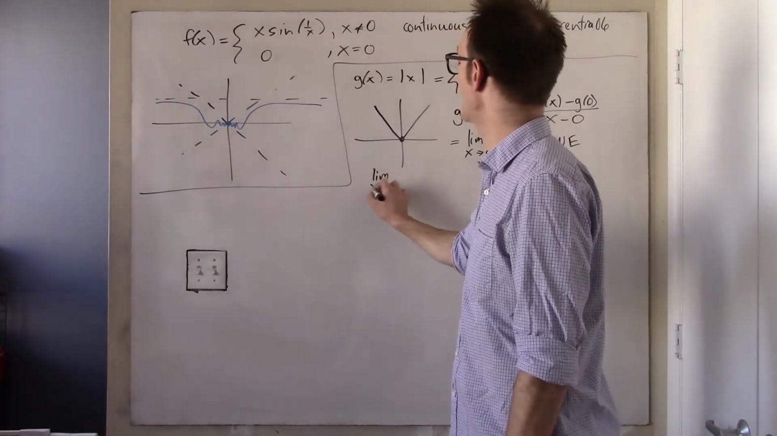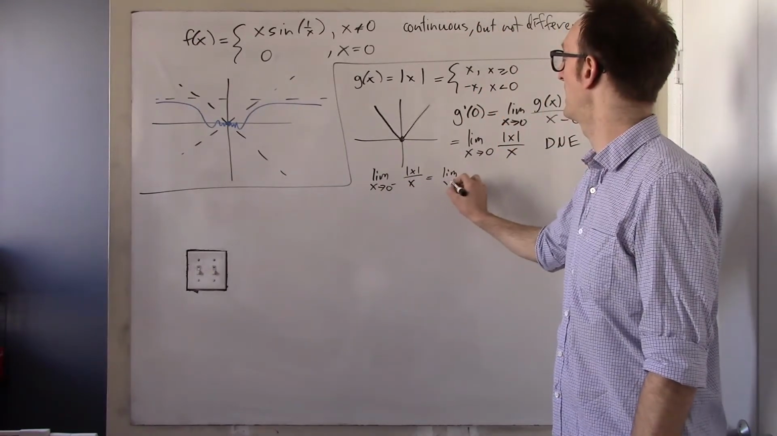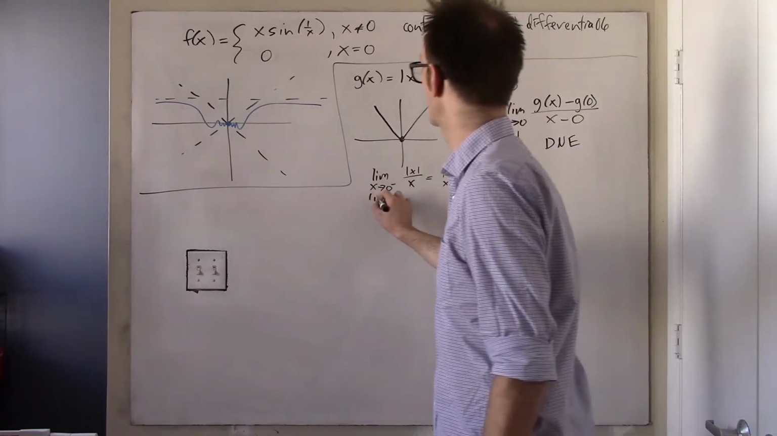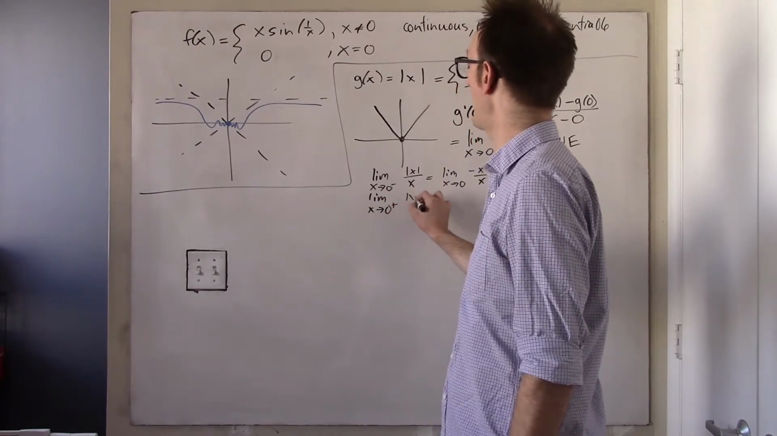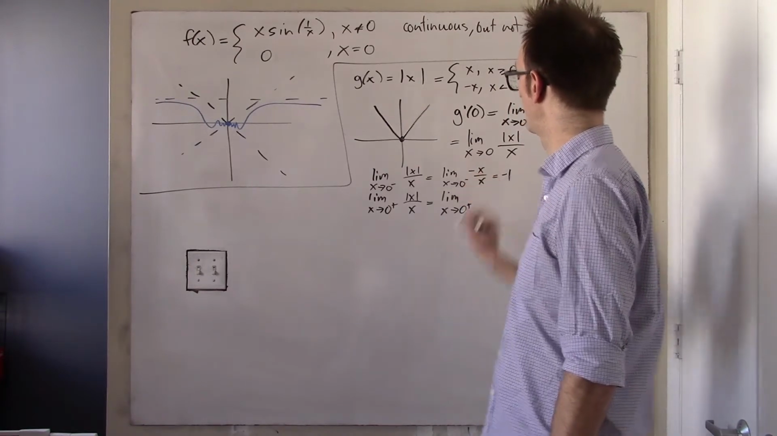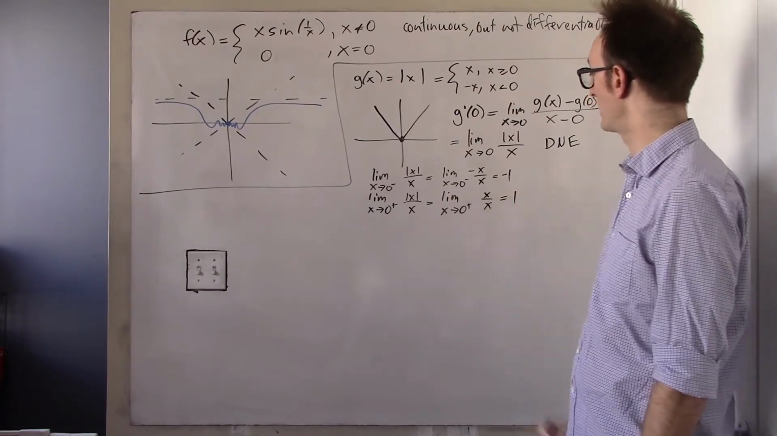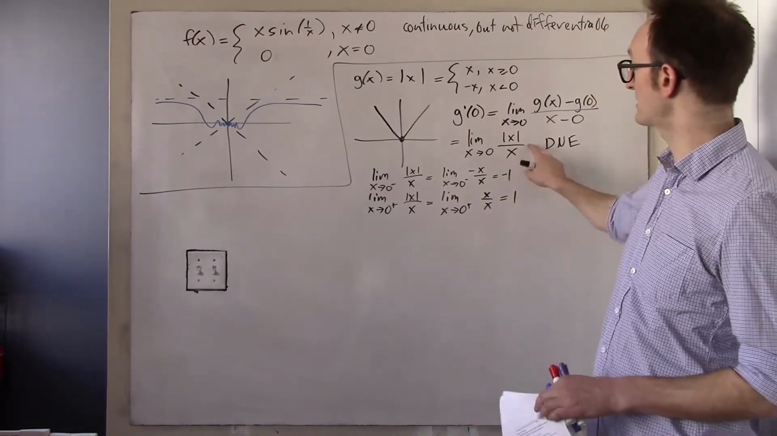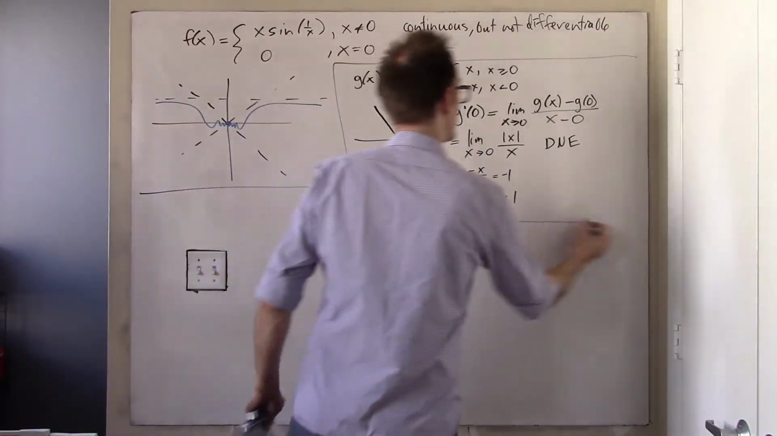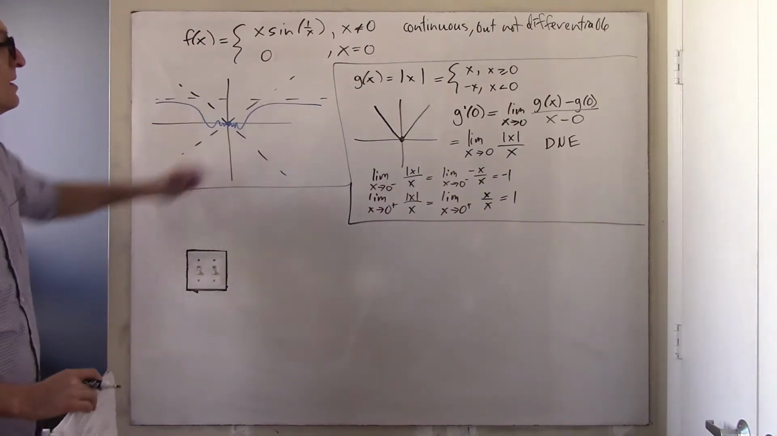Because the limit as x approaches 0 from the left of absolute value x over x is just negative x over x, so that's negative 1. But the limit as x approaches 0 from the right of absolute value x over x is, boom, now because x is positive, the absolute value of x is just x, and so that's 1. So this limit does not exist because the limit from the left is not equal to the limit from the right, and so this function is not differentiable. Okay, so here's example number 1 of a function which is continuous but not differentiable.